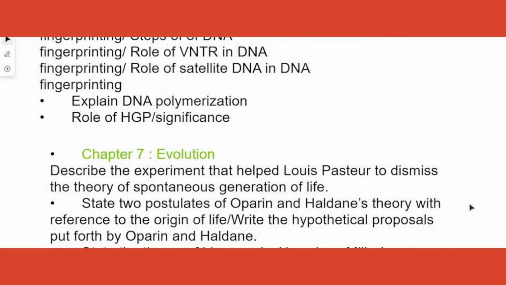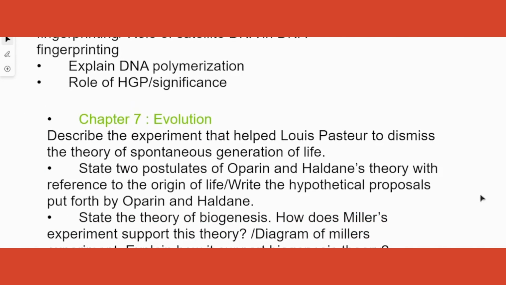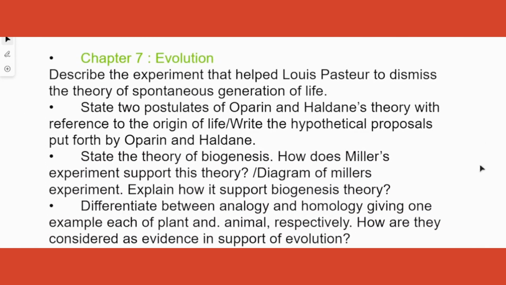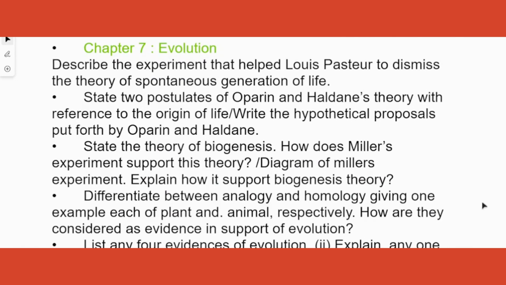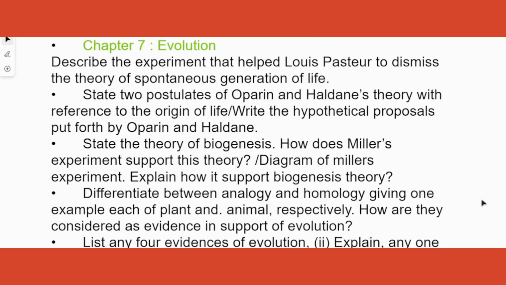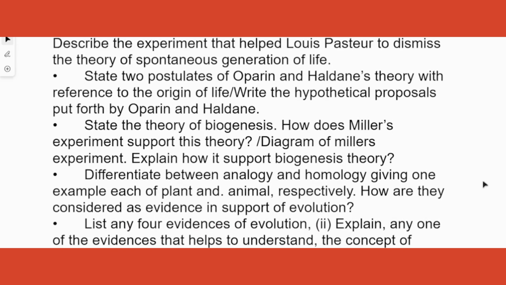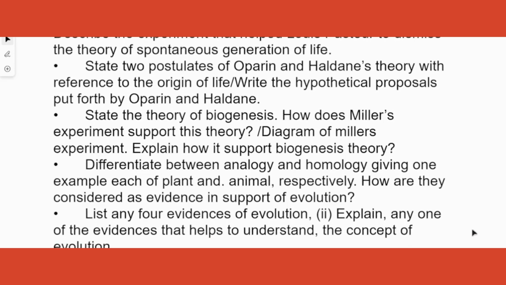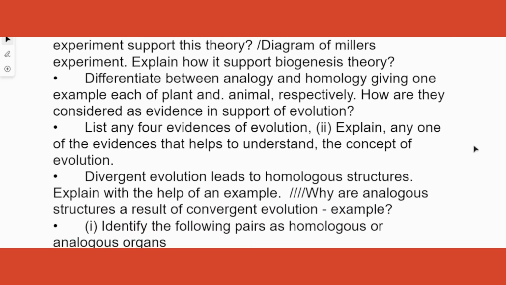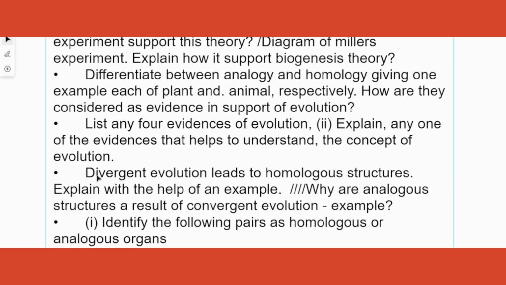Coming to chapter 7, evolution. Again, a lot of questions can possibly come, but this is very easy to study. So please don't skip this chapter at all. Compared to chapter 5 and 6, this is very easy. Just study these questions and their answers. This should cover 99% of all the questions that can come. Please don't skip these questions.